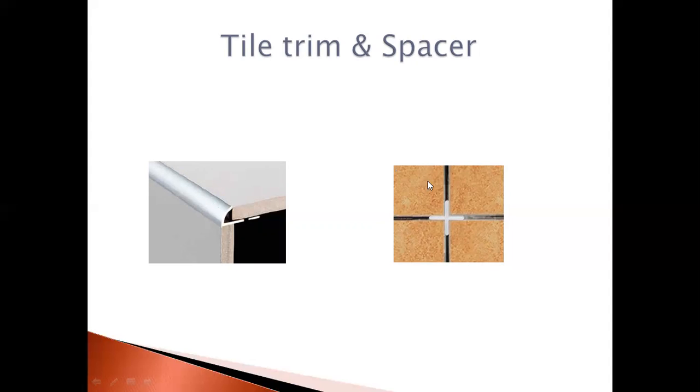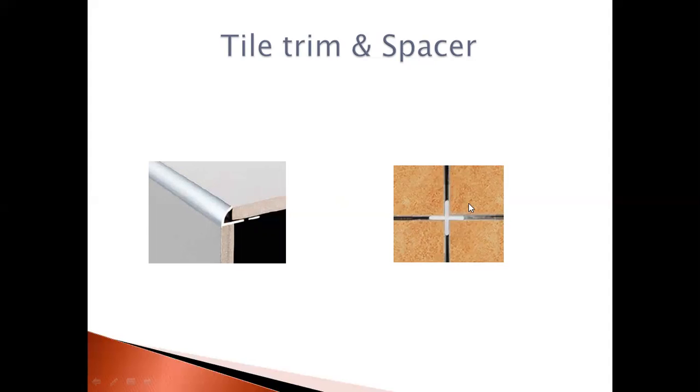The next one is the tile spacer. It will be in plus shape. It will be of 1 mm, 2 mm, 3 mm. To maintain equal spacing between the tiles, between 4 tiles we will have a spacer, and it will be repeated in all the tiles. So we'll have a spacer, for example, of 3 mm. Then in the remaining gaps, we will pour the tile grout. So these are the accessories: tile trim, tile spacer, and then we do the grouting.